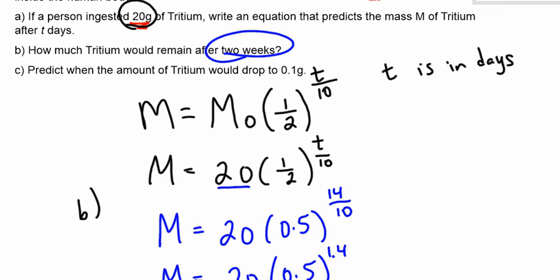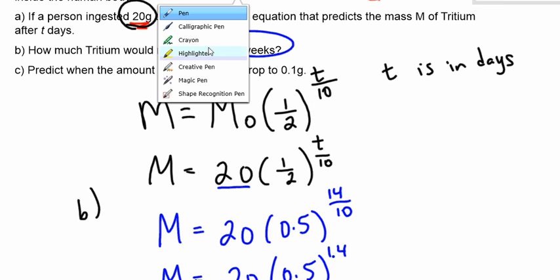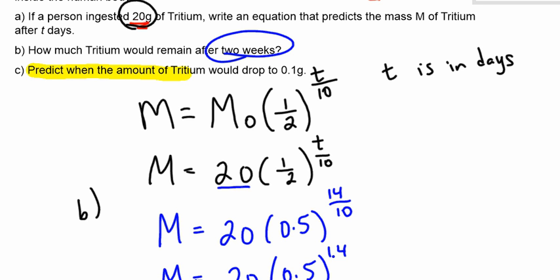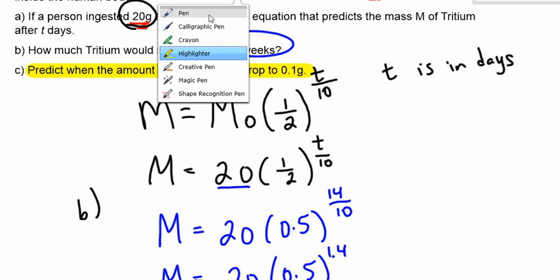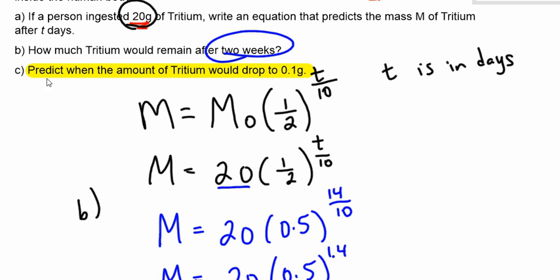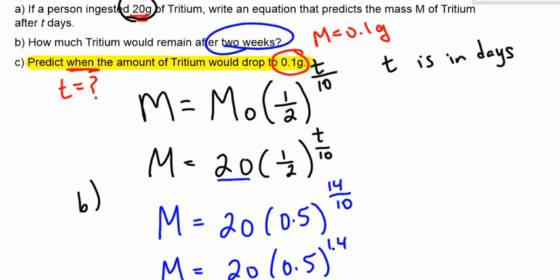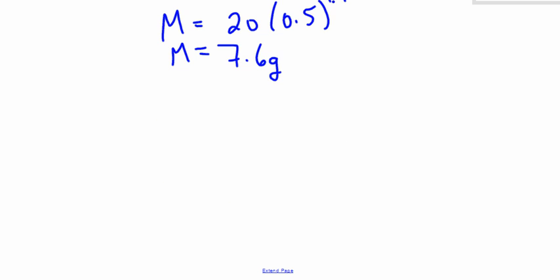Part C of the question says, predict when the amount of tritium would drop to 0.1 grams. So in a way, it's sort of the exact opposite type of question from part B. In this question, I know what m is equal to. I know that I want to have 0.1 grams left over, and it's asking me when. In other words, what is the time frame that it takes to get here? So I need to take the same equation, but substitute in slightly differently because I know different information.